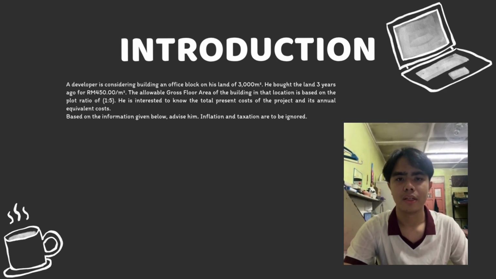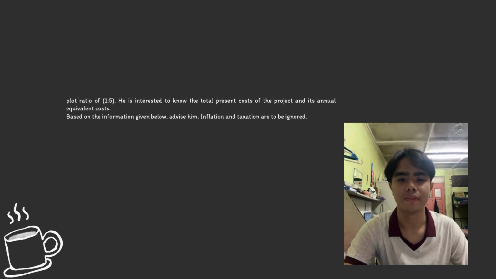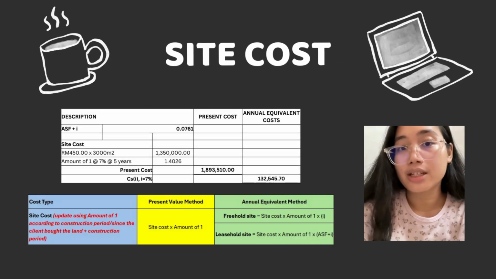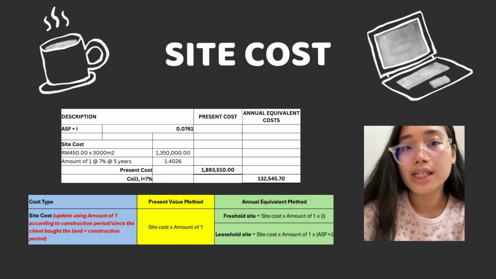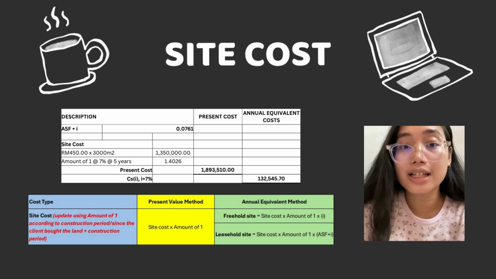Based on this information provided, the developer wants to determine two main figures. The first is the total present cost of the proposed development, and the second is the annual equivalent cost of the project throughout its 60 years of economic life. To start my presentation, I'm going to present the amount of ASF plus I, which is 0.0761.